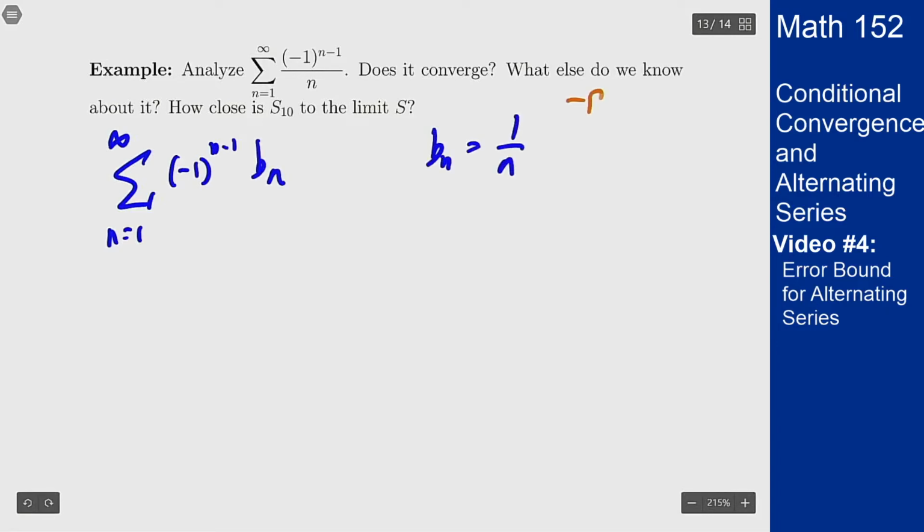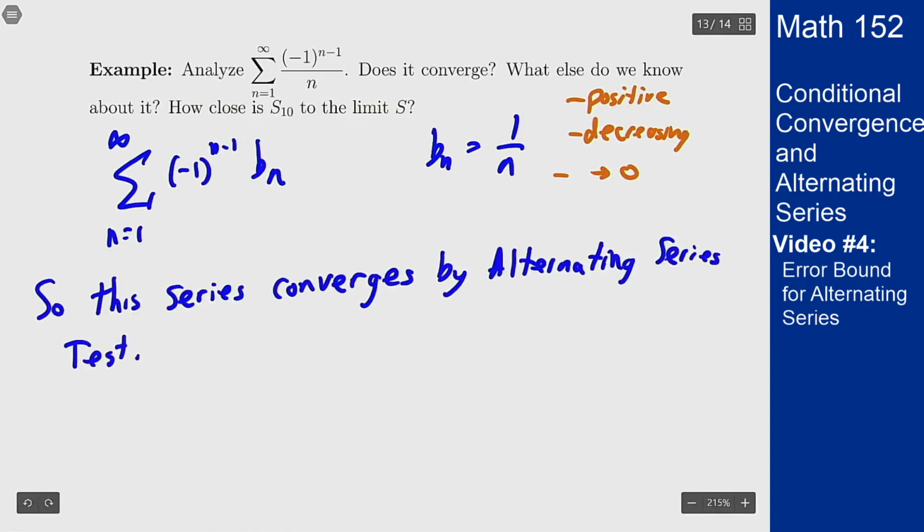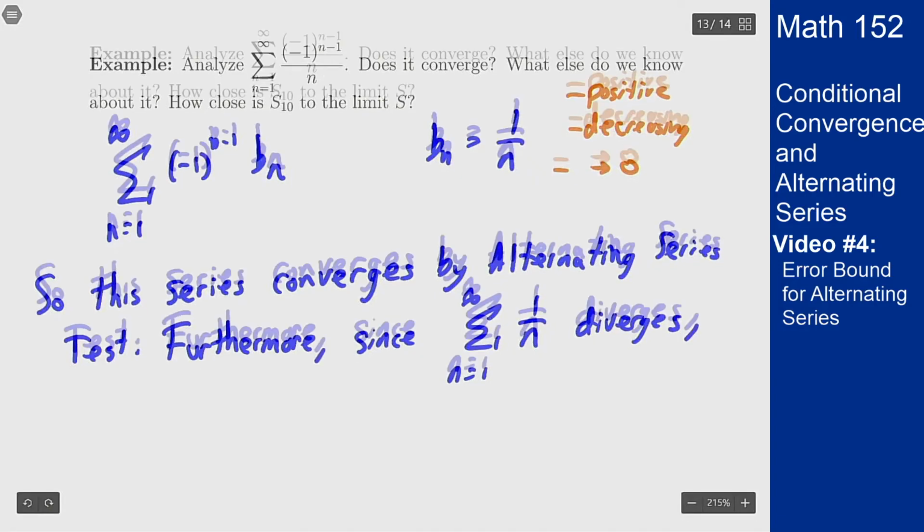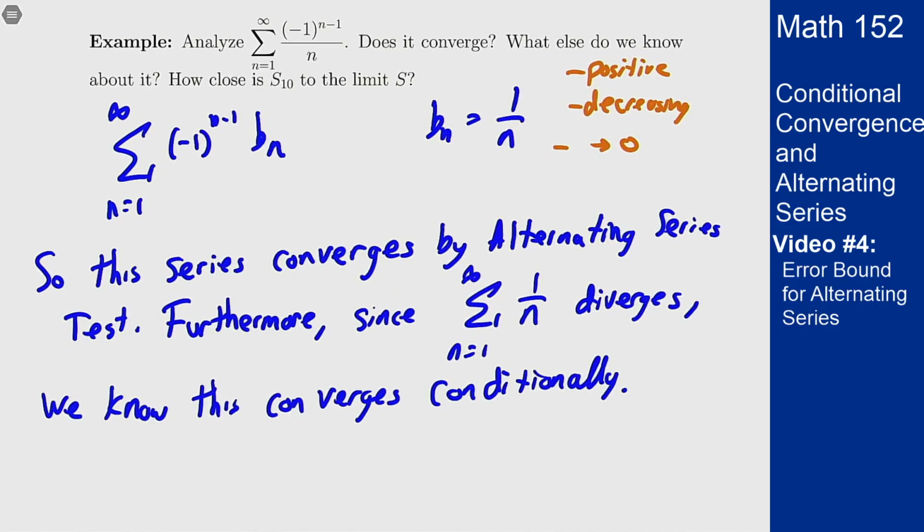This 1 over n is positive, it's decreasing, and it goes to 0. Therefore, this alternating series converges by the alternating series test. And furthermore, since the sum from 1 to infinity of 1 over n diverges, and that's the absolute value of this, so that's the bn term, we know this converges conditionally. Now, let's look at some of the first terms of this series to see what we can say about it.